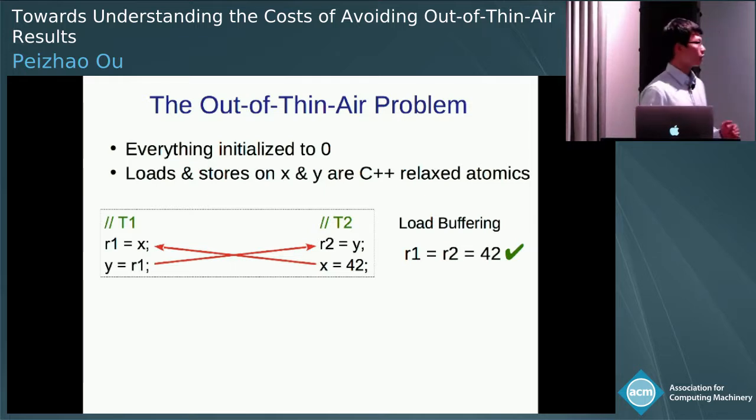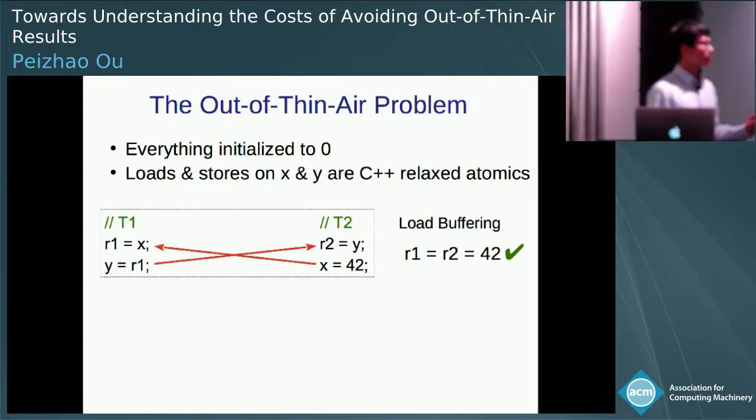Now here we have the load buffering example, which has two threads. In thread 1, we load from X, and then we store the result to Y. And in thread 2, we load from Y, and then we store value 42 to X. Now please assume that everything here is initialized to value 0, and all the loads and stores on X and Y are C++ relaxed atomics. And with the red edges representing the reads-from relationships from stores to loads, the C++ memory model allows the execution of R1 equals R2 equals 42 here.